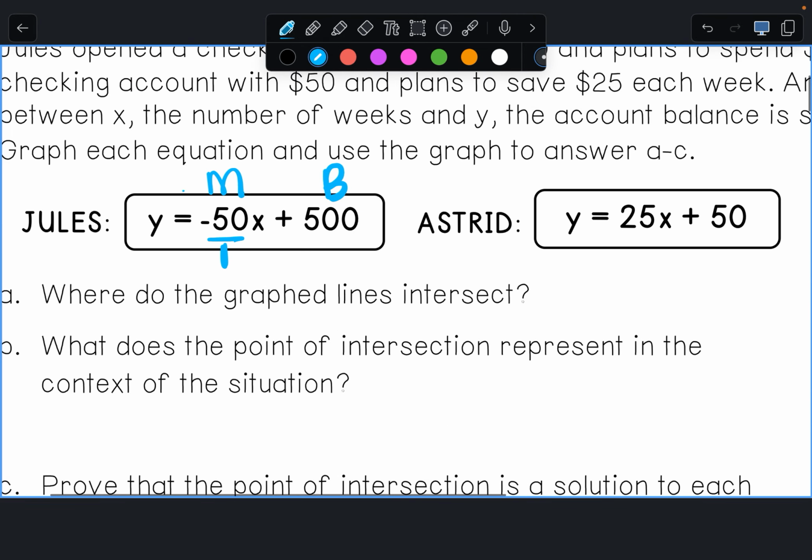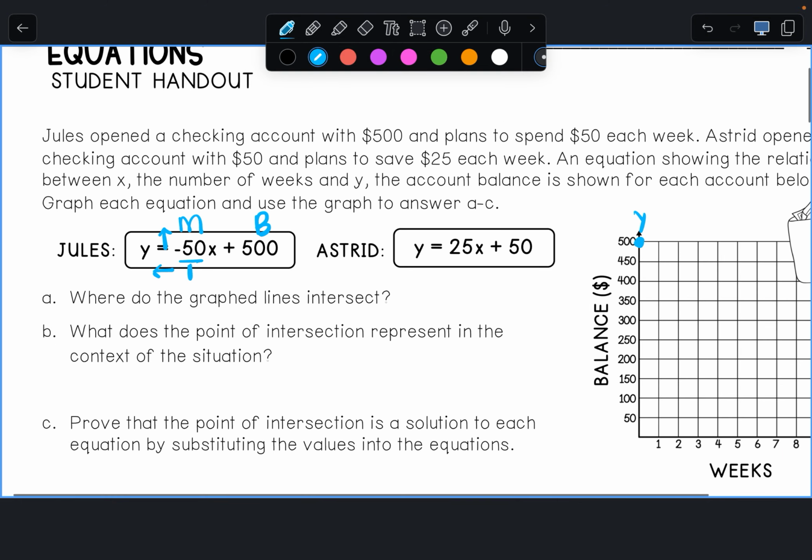Part A. Where do the graph lines intersect? What does intersect mean? Where they overlap. Where they overlap or where they cross? Where do they cross? 6, 200. Okay.